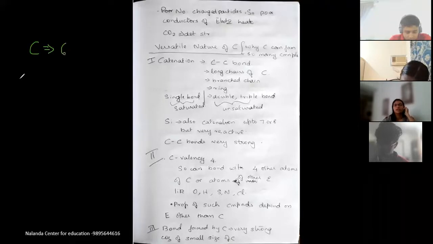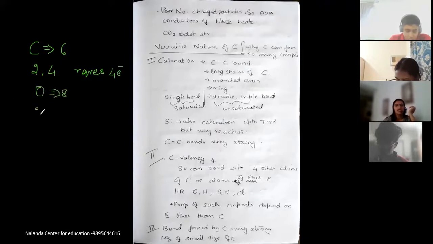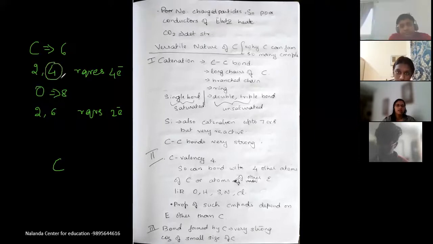Carbon atomic number is 6. Electronic configuration is 2,4. It requires 4 electrons. And oxygen atomic number is 8. 2,6 is the electronic configuration. It requires 2 more electrons. So we'll draw carbon over here. It has 4 electrons in the outermost shell. While drawing a dot structure, we are going to draw only the outermost electrons which are present.